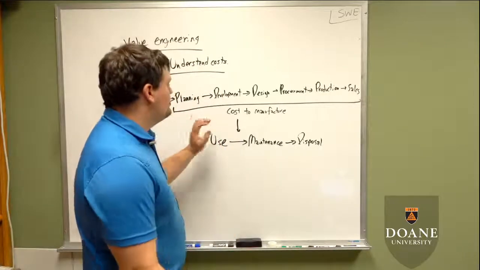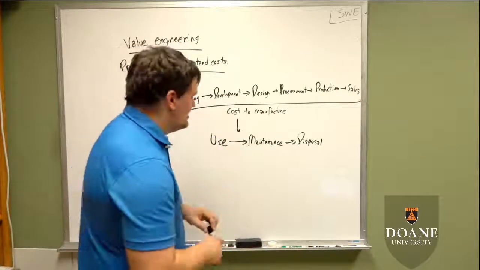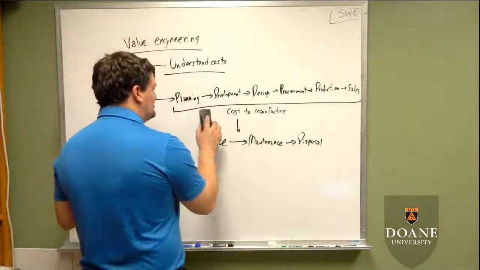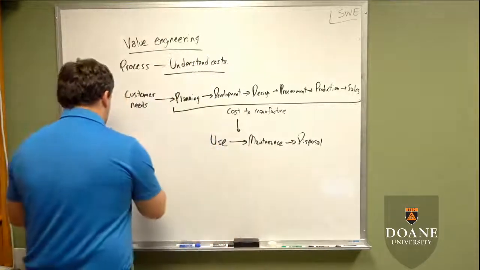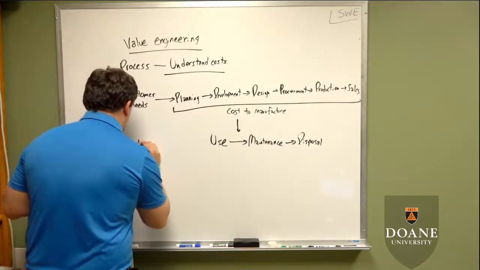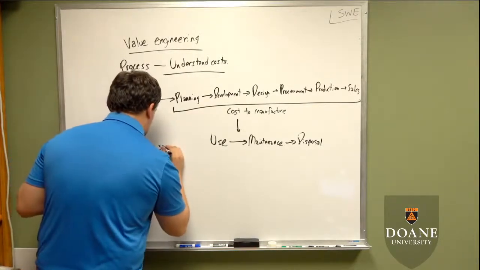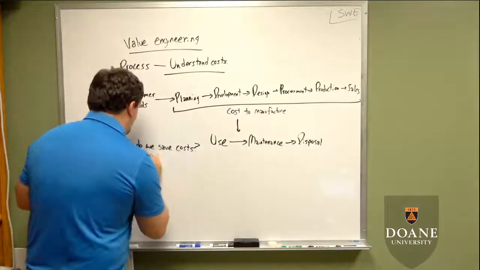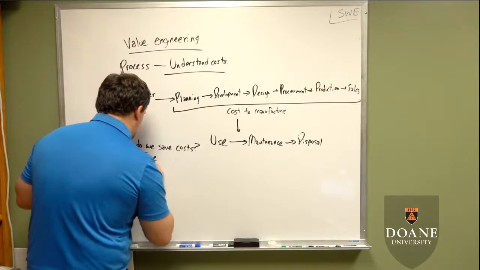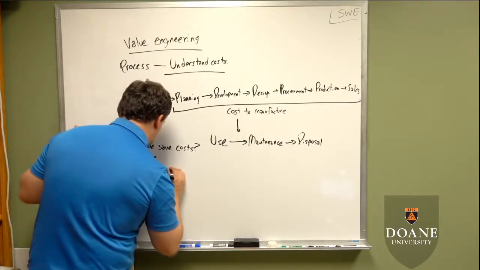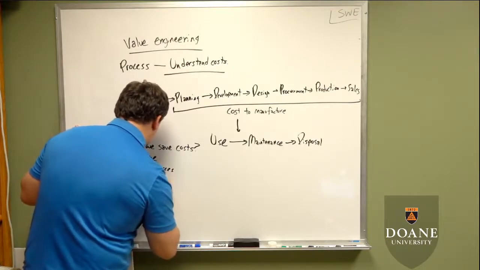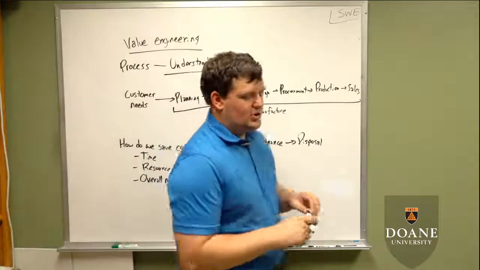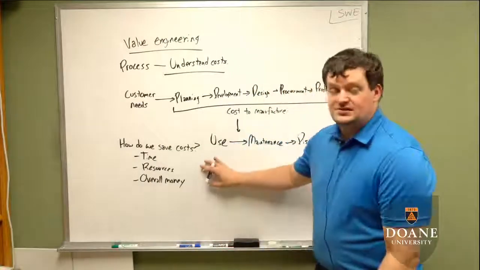So as we put ideas into this, what we're doing as we go through this process is we're asking at every step, how do we save costs? Okay? And specifically, time, resources, and overall cost, money. Okay? We're asking all three of those because all three of these are a type of cost.